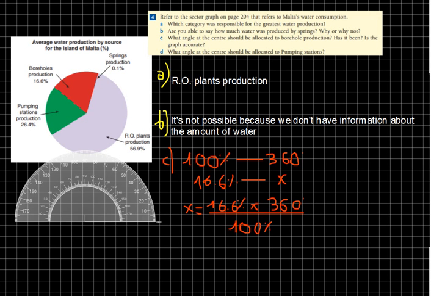And how can we do that? Here we have to multiply a decimal by an integer, and we can change that decimal into a fraction. I'm going to do that here, and I'm going to transform that 16.6 into the fraction 166 tenths, multiplied by the fraction 360 first.